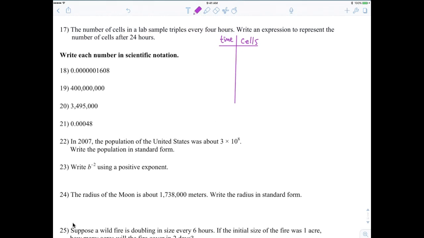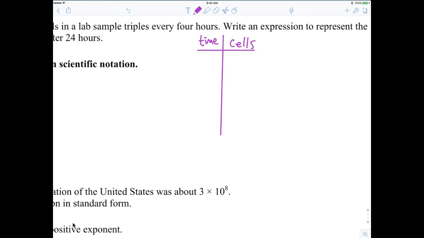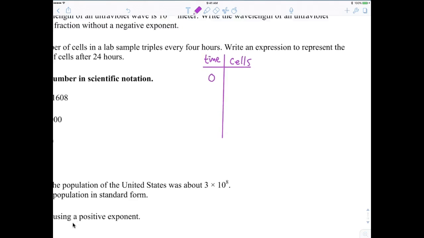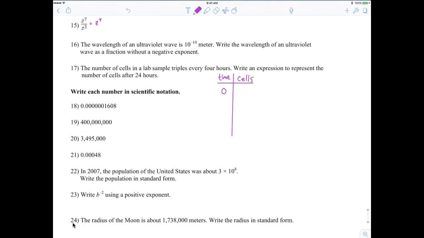You're supposed to be on 17 though. All right, now you're going to miss 17. All right, first of all, when time is 0, how many cells are present? 0, 3. Well, wait a minute. Okay, that's kind of my mistake.